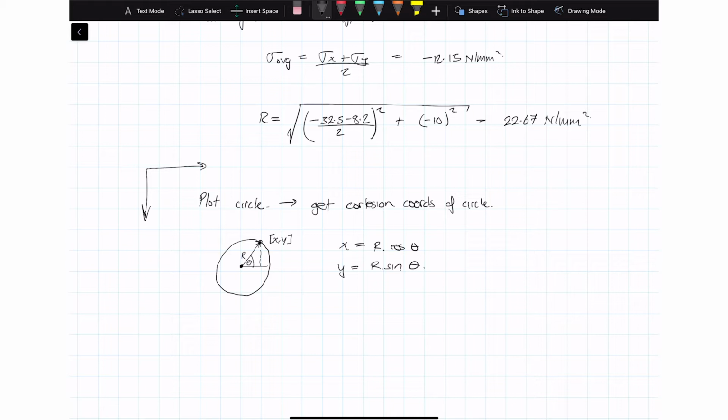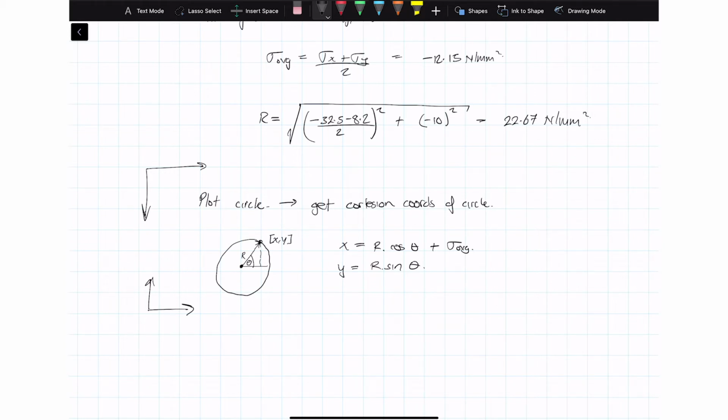We know the x coordinate of the center of our circle is shifted over, so we need to remember to add on sigma average onto this here. So this is how I'm going to actually plot this circle. All right, let's jump back over to our notebook, and we can actually plot this thing out. And then we're going to jump back over into this handwriting notebook here, and finish out the question once we've plotted our circle.